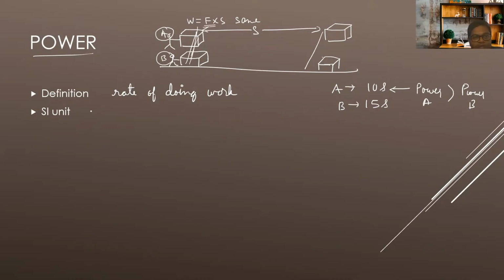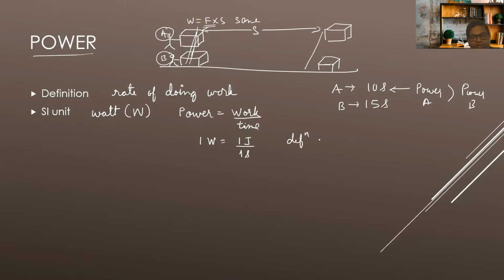The SI unit of power is watt. This is also the name of a person, James Watt. And this is the mathematical form of power: power is work upon time. So 1 watt is 1 joule upon 1 second.